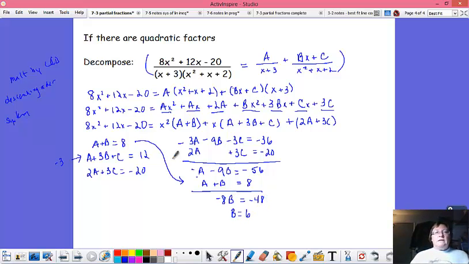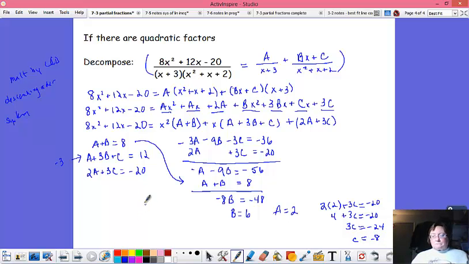Once we know B, we can find A real quickly because B plus A are 8, so A will equal 2. And now we can find C because 2 of our A's, so 2 times 2 plus 3C has to equal -20. That's 4. And subtracting 4, 3C will equal -24, and C will equal -8.